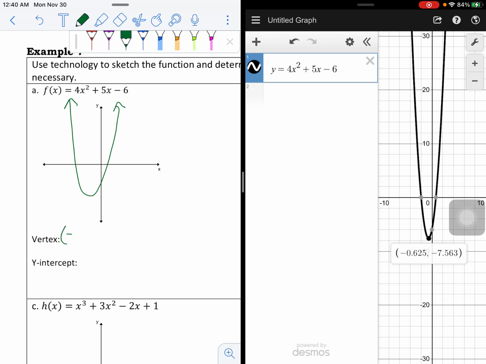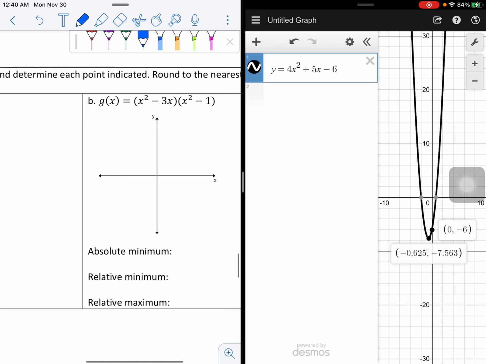So that's going to be negative 0.63. Remember, we're supposed to round to the nearest hundredth, so that's 2 decimal places. And then negative 7.56. Okay, so that's our vertex. And then it also asks for the y-intercept. So you want to pick the gray dot here where you cross the y-axis. And that point is (0, negative 6). All right, so that first problem's done. Kind of nice. Not too much extra work there.